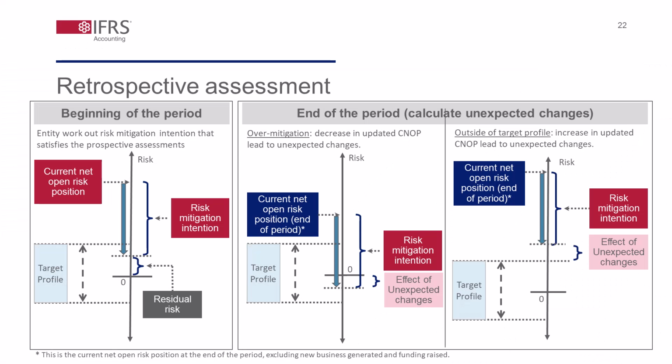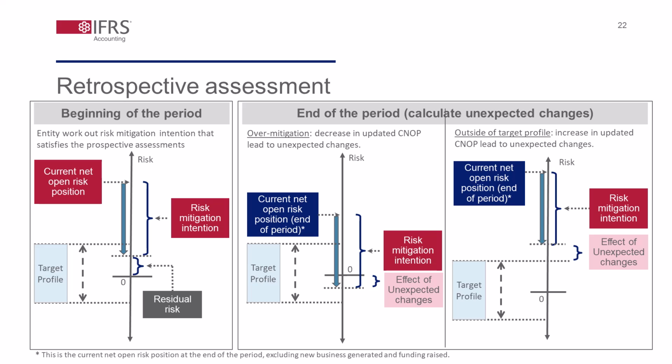The prospective assessment discussed earlier ensures that the risk mitigation intention would only mitigate the organic risk in an entity's current net open risk position and helps the entity to achieve its target profile at the beginning of the DRM assessment period. During the assessment period, there may be unexpected change to the entity's current net open risk position. Retrospective assessments are introduced into the DRM model in order to capture the effect of such unexpected changes.